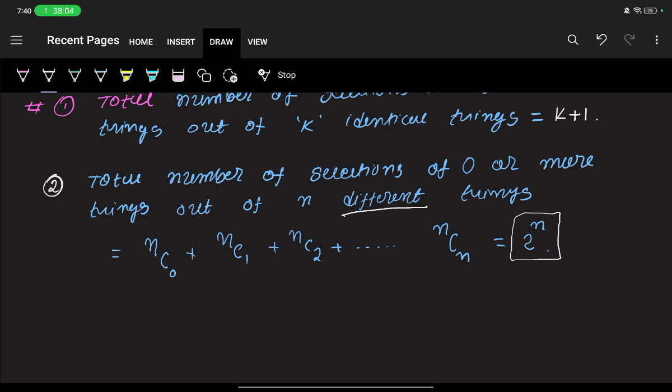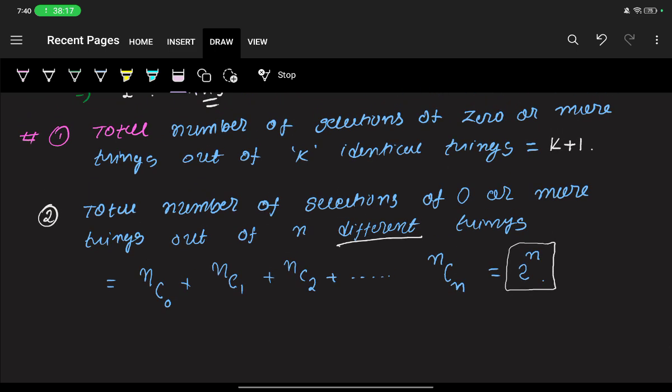So for example, if we want to select three different things, we'll take an example. So the first one is for identical things, and the second point is for different things. Now there are many things that we can discuss.